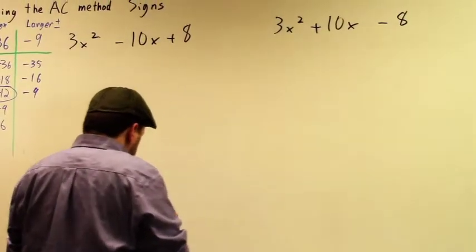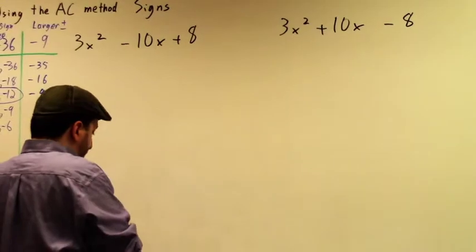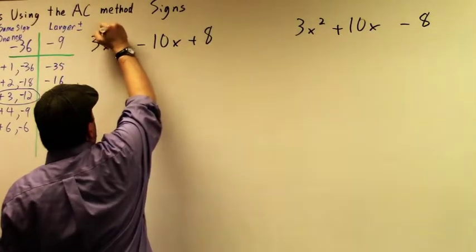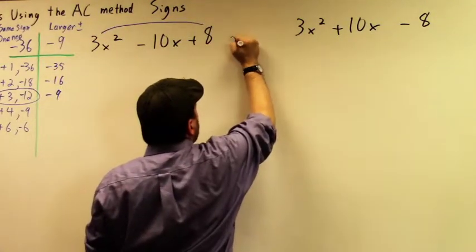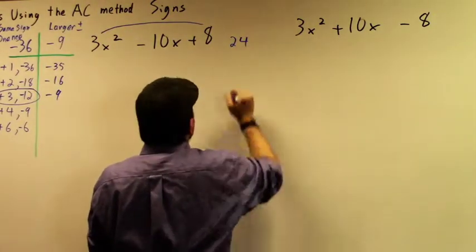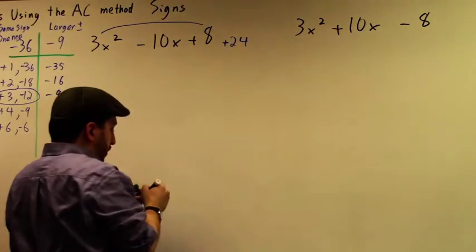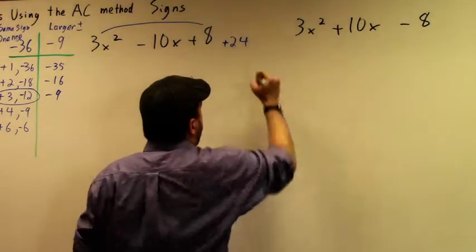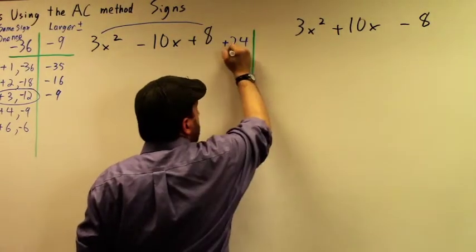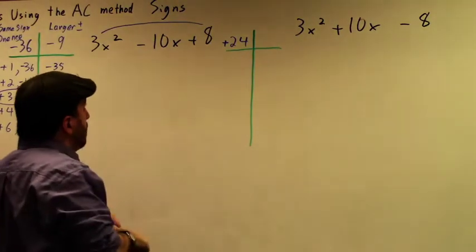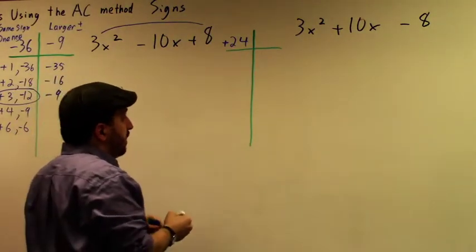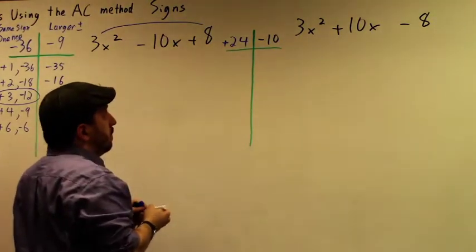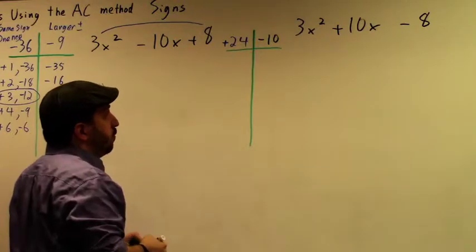So in this first one, my product is going to be 24. I do 3 times 8, and that's positive 24. That's really, really important. Okay, I'm going to do my t-chart. My middle number is negative 10, so I'm looking for two factors of 24 that are going to give me negative 10.